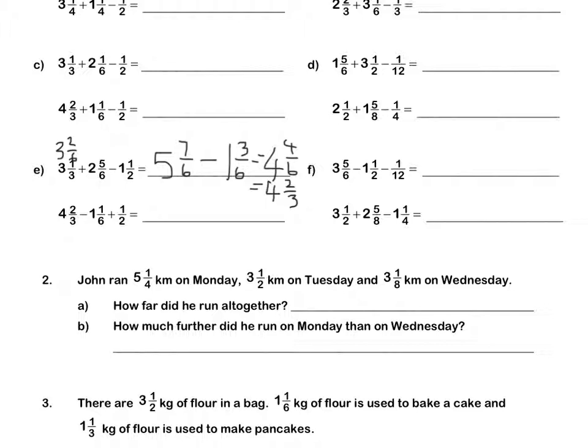Let's look at F. Let's do it together. 3 5/6 minus 1 1/2, which is 1 3/6. 3 minus 1 is 2. 5/6 minus 3/6 is 2/6. Minus 1/12. We have to rewrite our 6 as 12ths. 2/6 is 4/12. Therefore, 2 4/12 minus 1/12 is 2 3/12, which in simplest form is 2 wholes and 1/4.